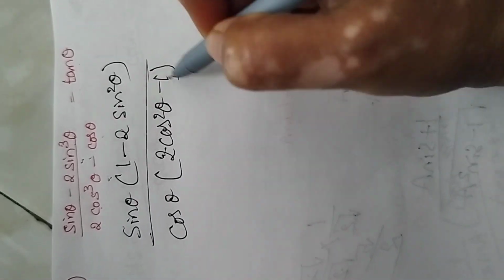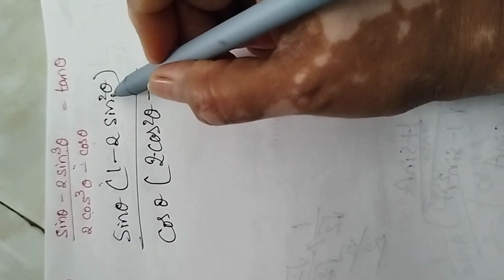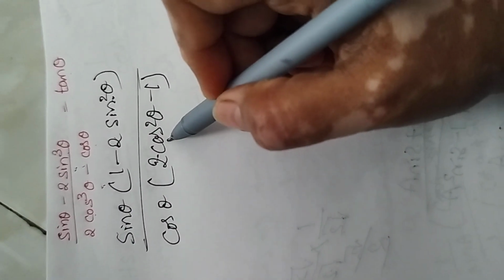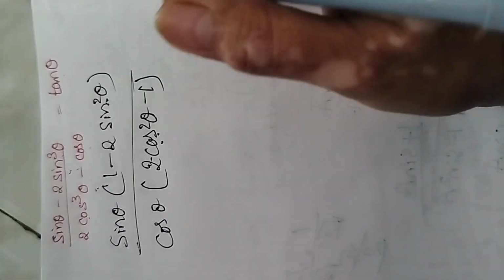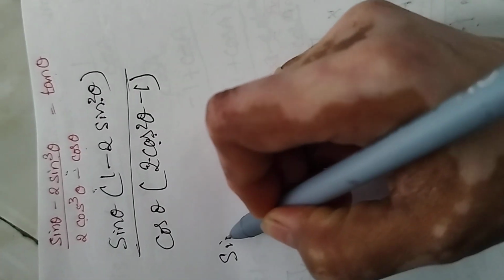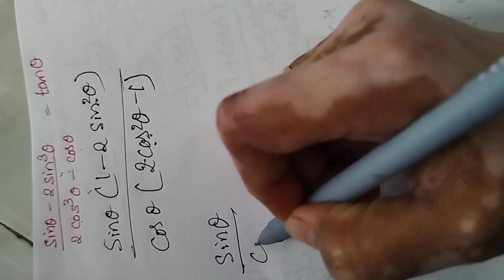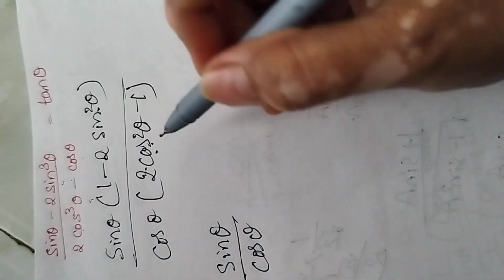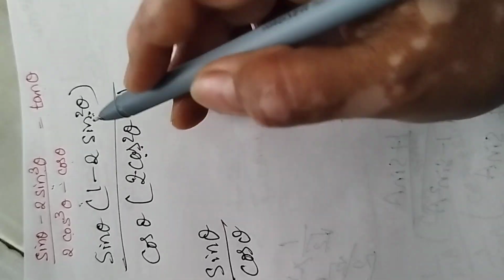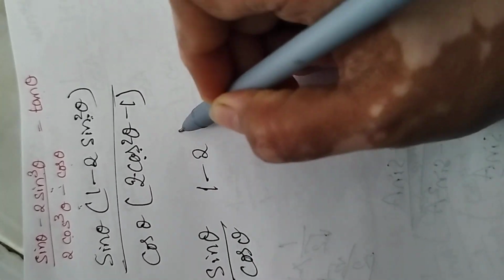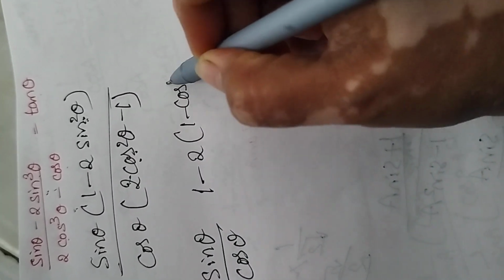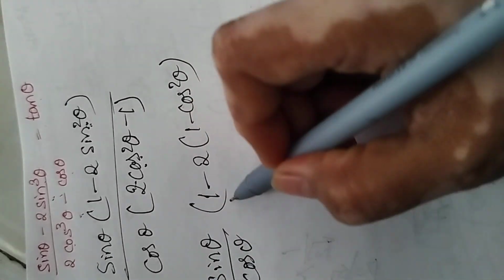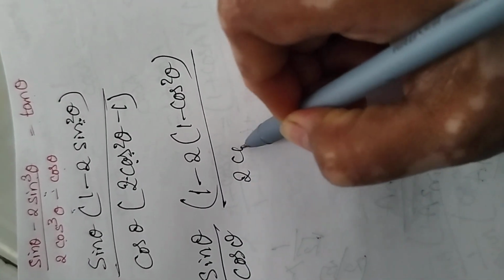So you should change any one. Either change this one into cos or this one into sin. If you change both, they will both convert to cos and sin, with no change. So I am converting this to cos. 1 minus 2 into 1 minus cos square theta. The denominator we write as it is.